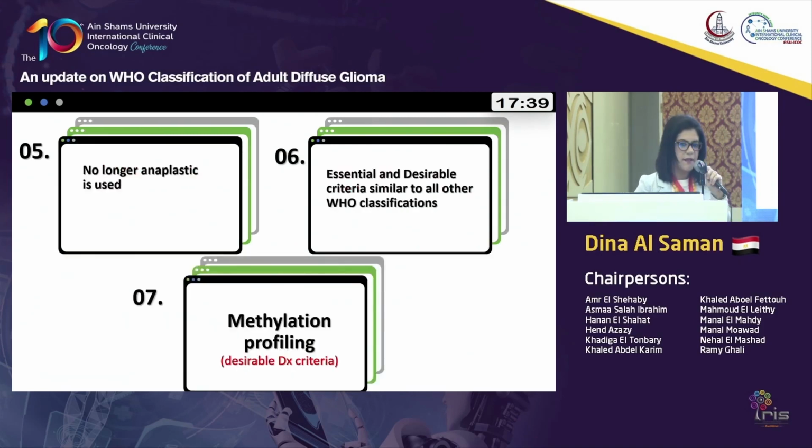Okay, what else do we have? We no longer use the term anaplastic. Instead, we use the grading system that will be further explained. Now we have essential and desirable criteria for the diagnosis of different CNS tumors that we will see in the coming slides. And finally, they promoted the idea of the methylation profile. Methylation profile is now one of the desirable diagnostic criteria for a number of CNS tumors.